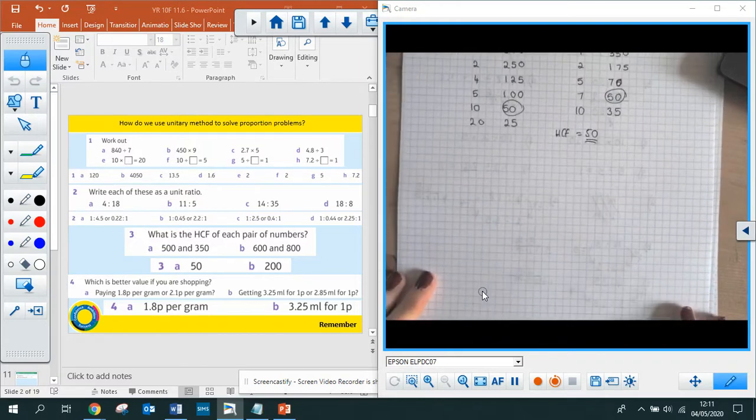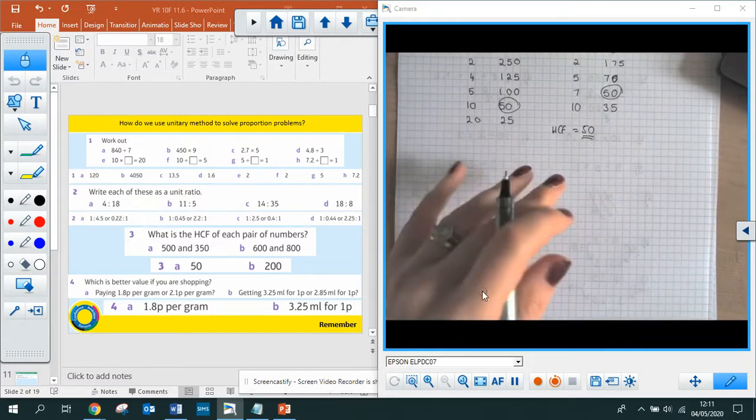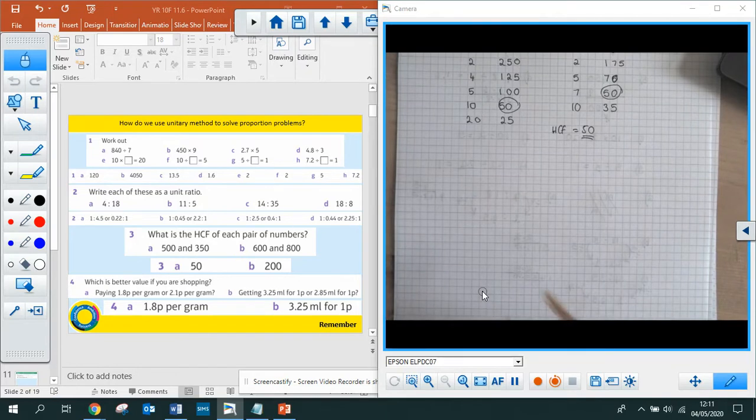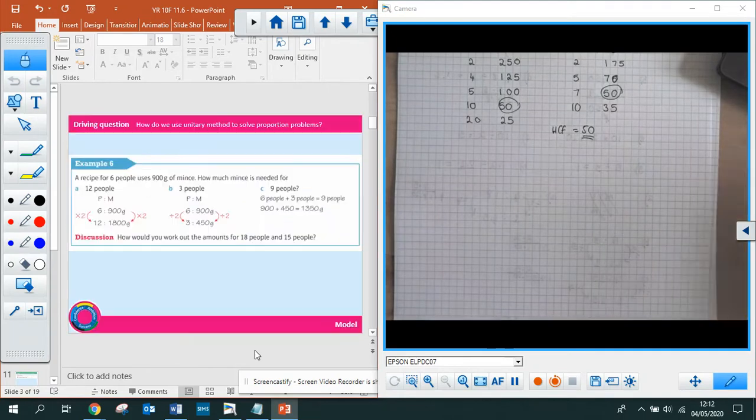Okay, question 4. These are really easy. I'm not going to bother writing them, I'll just quickly talk you through it. Which is better value if you're shopping? Do you want to pay 1.8p per gram or 2.1p per gram? Well, you'd rather pay 1.8p per gram because it's cheaper. Okay, and then part B, which says, which is better value if you're shopping, getting 3.25 millilitres for 1p or 2.85 millilitres for 1p? Well, you'd rather get 3.25 millilitres for 1p because you're getting more for your money. Okay, so that's all you needed for those questions.